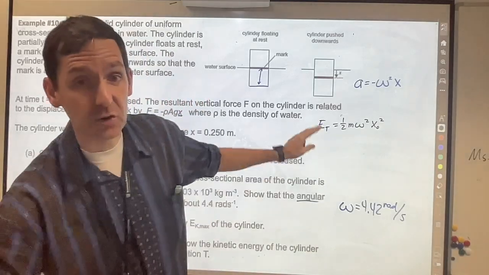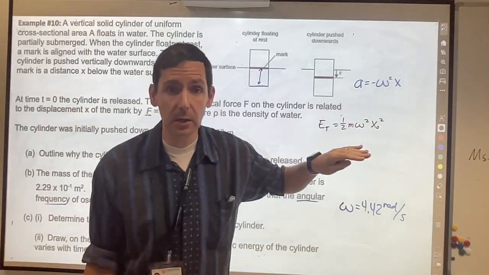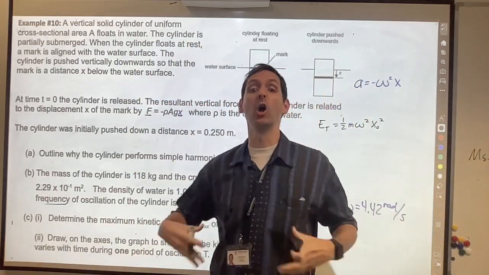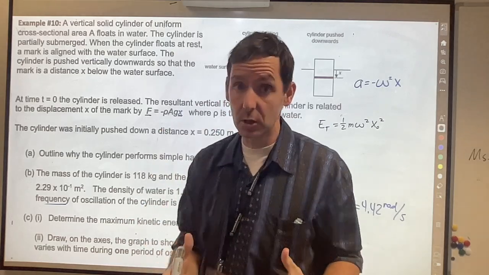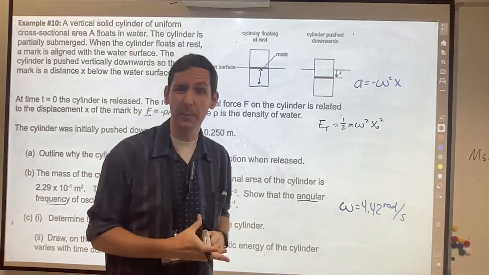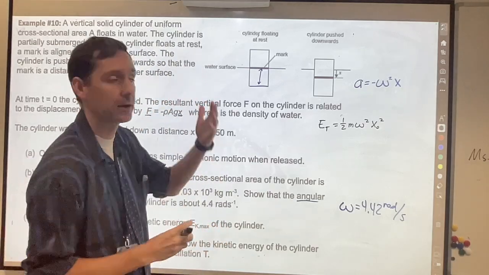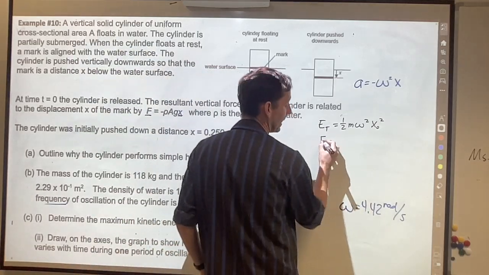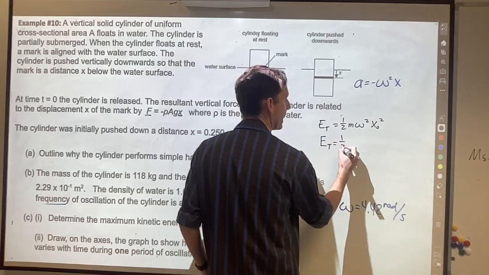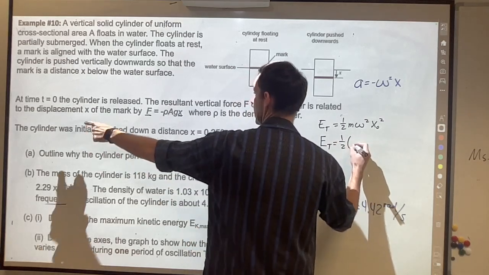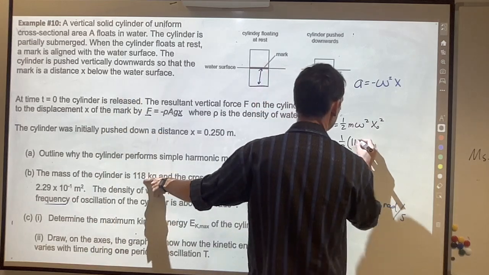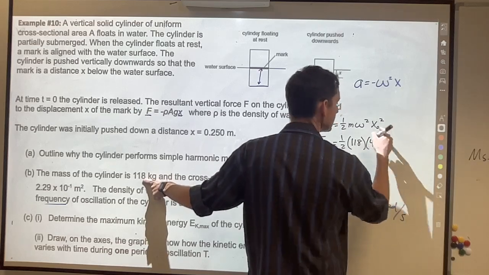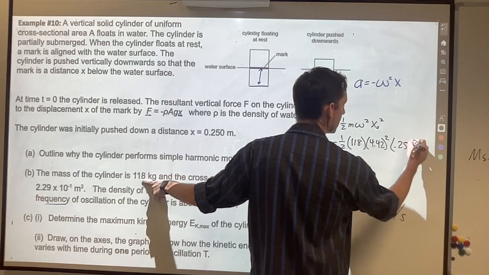And just so that you remember, this E_T is the total energy, but if I am looking for the maximum kinetic energy, then I'm looking for the point when all of the energy is kinetic and none of it is potential, none of it is whatever the other energies are that are happening there, gravitational in this case, where it's going up and down and up and down. And so therefore, we can say the maximum kinetic energy is 1/2 times the mass, which was 118, times omega squared, which is 4.42 squared, times the displacement squared, which was 0.250.